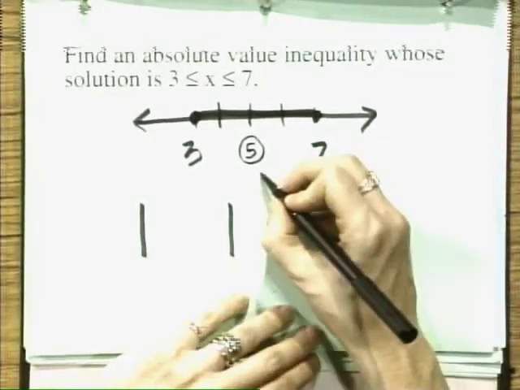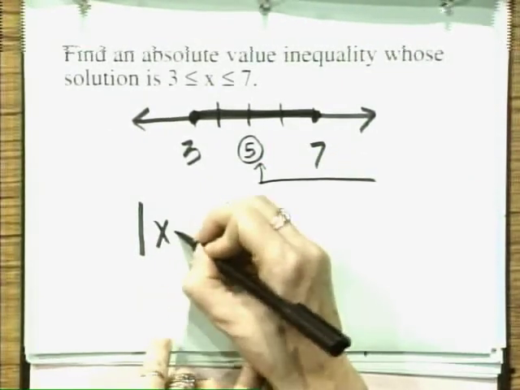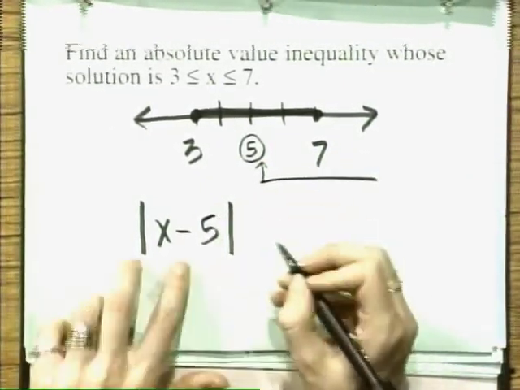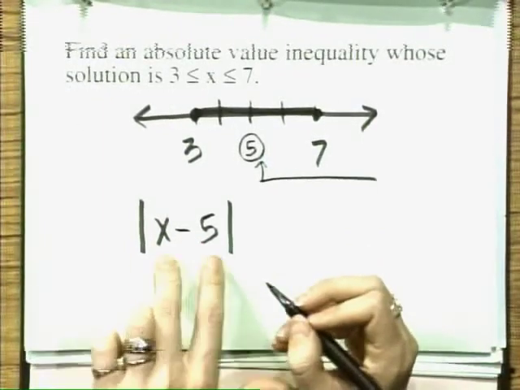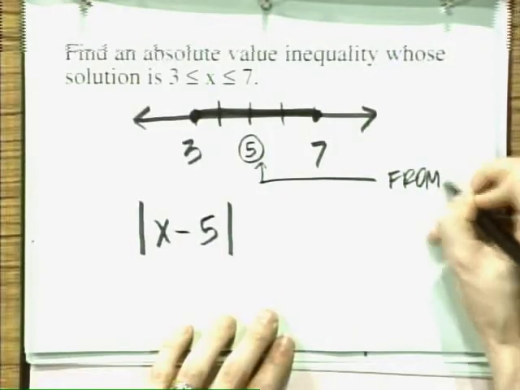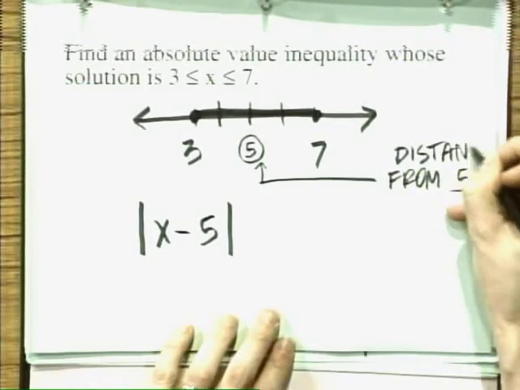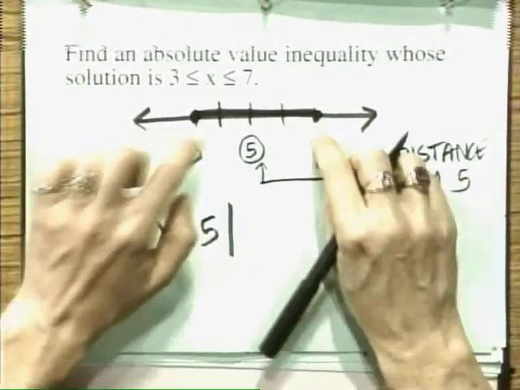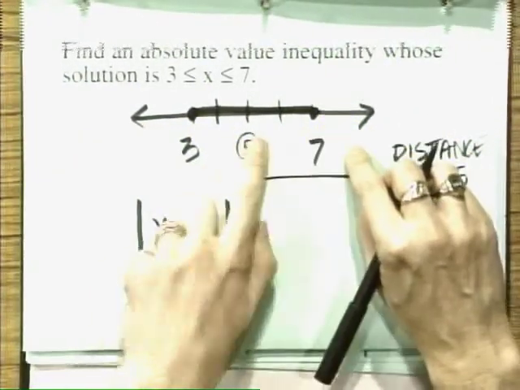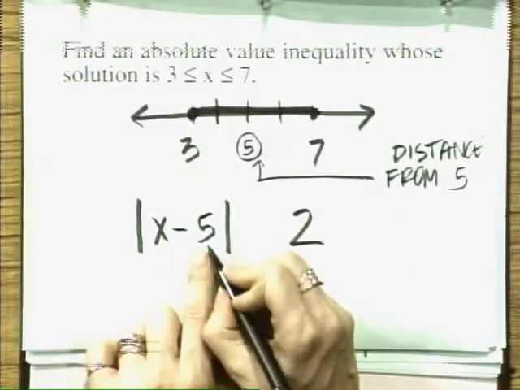And how do we measure distance from 5? How do we express that? We express that as x minus 5. Distance and difference between two things. When you're talking about between, you always do a subtraction problem. So we want to be measuring distance from 5. And how far are 3 and 7 from 5? Our little endpoints here are 2 away on this side and 2 away on this side. So our distance from 5 is going to be 2.